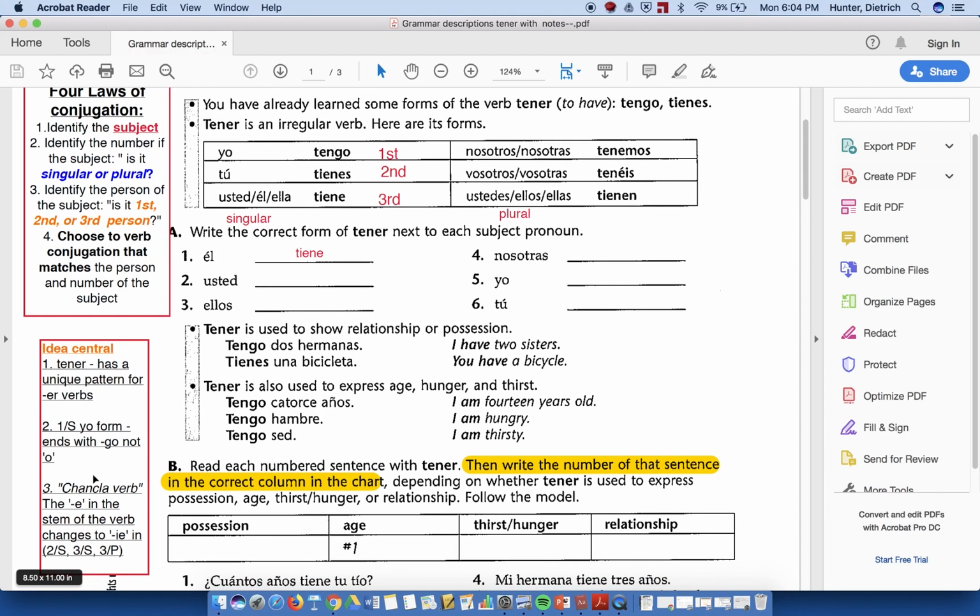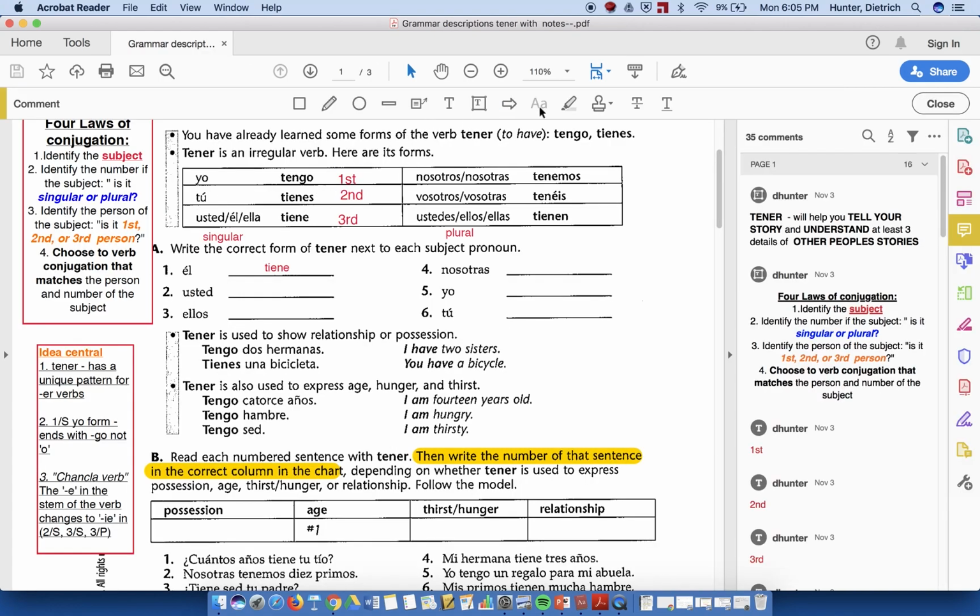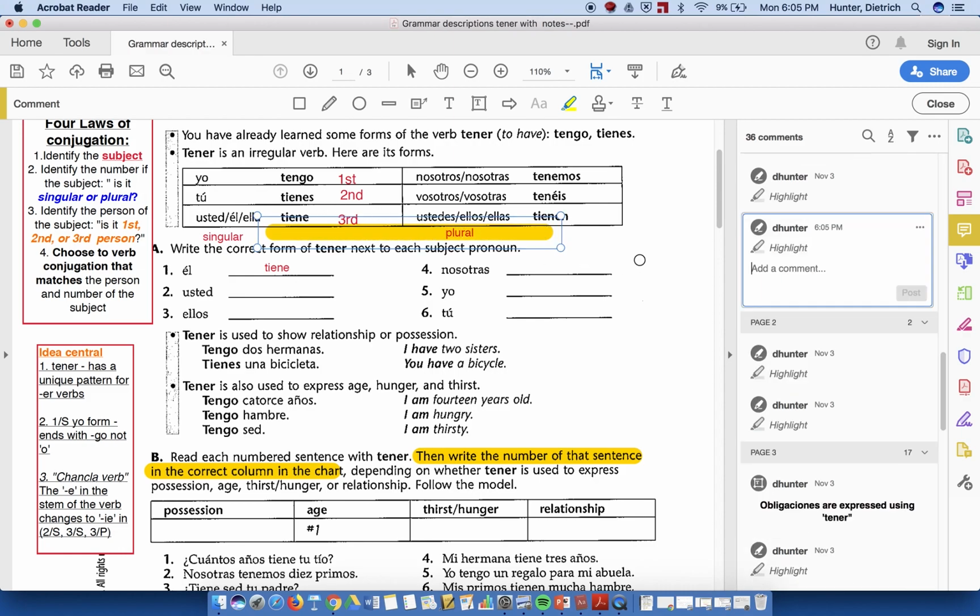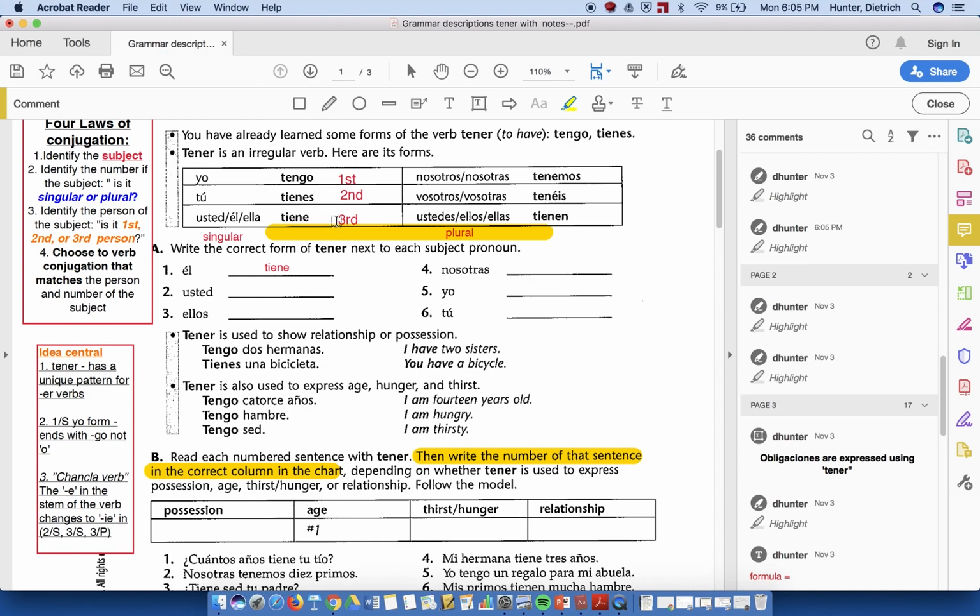Last key point, it's a chancla verb. Chancla, como un tipo de zapato. Bien? It's a chancla verb because, as you can realize, and I'll do my best to attempt this drawing and then probably get rid of it, it kind of forms a bit of a chancla. Okay, so you got the bottom right here, across the bottom. These two forms, all right, third person singular, third person plural. There's a change in the stem. The TEN becomes TIENE.